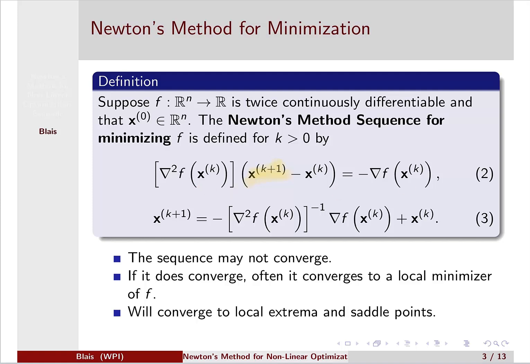If we take this a step further and invert this Hessian, we can isolate xk+1 in equation 3 given here. We only have a solution if that Hessian is invertible. The sequence doesn't necessarily converge for all functions, but if it does, often it will converge to a local minimizer of f. Like we said, if it does converge, it's converging where the necessary conditions are satisfied.